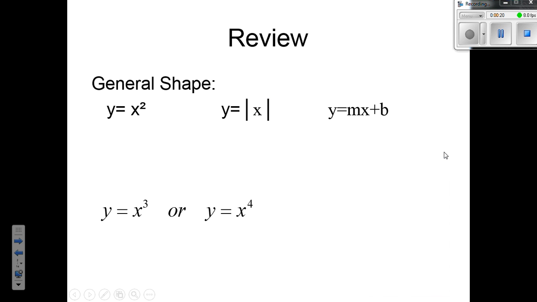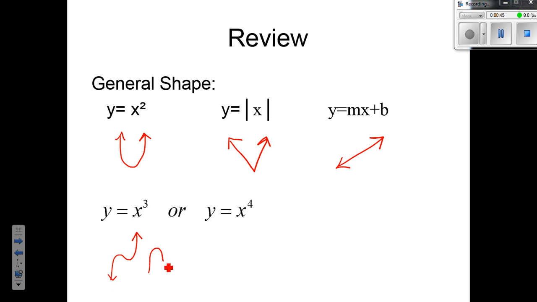Alright, so we are going to talk about some graphs we already know about. Y equals x squared, that's going to be a parabola, a U-shaped. Y equals absolute value x gives us a V for value. Y equals mx plus b is a line. And x cubed is a cubic function. It's kind of a roller coaster.